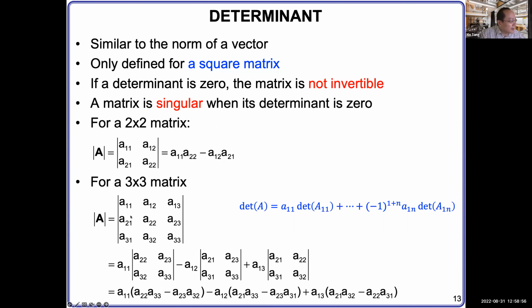When we pick those, we need to alternate adding 1 and minus 1. That follows the format of -1 to the power of 1 plus n. Here 1 means row 1, and n is the column number. So as this number becomes odd and even, it becomes -1 or 1 in an alternating way. So this is an algebraic formula to show how to calculate the determinant of a 3x3 matrix. Using this, eventually we can get a determinant as a scalar.